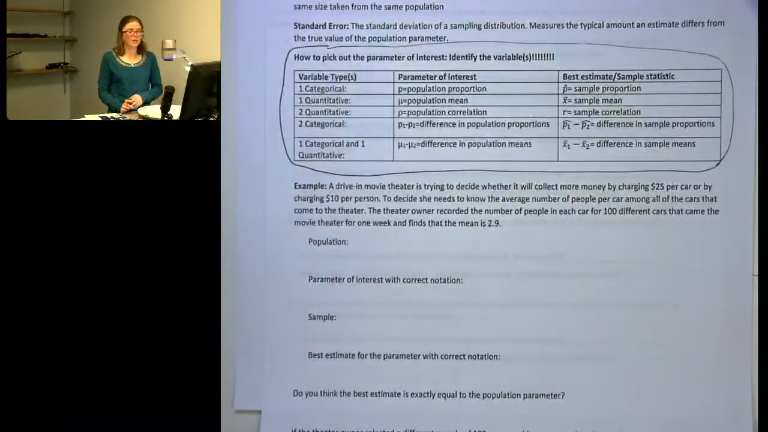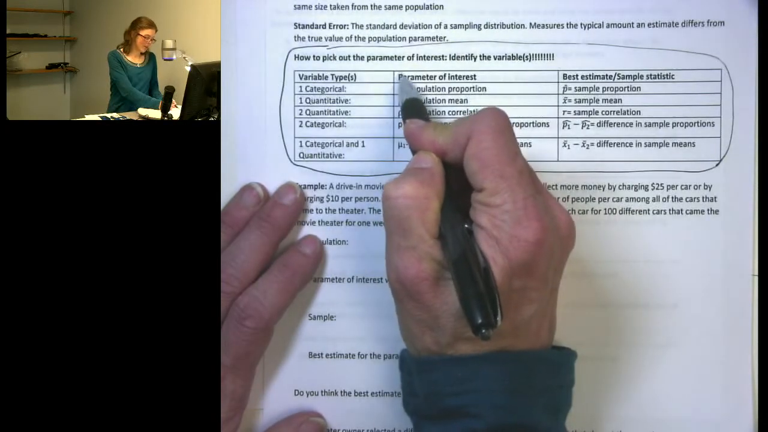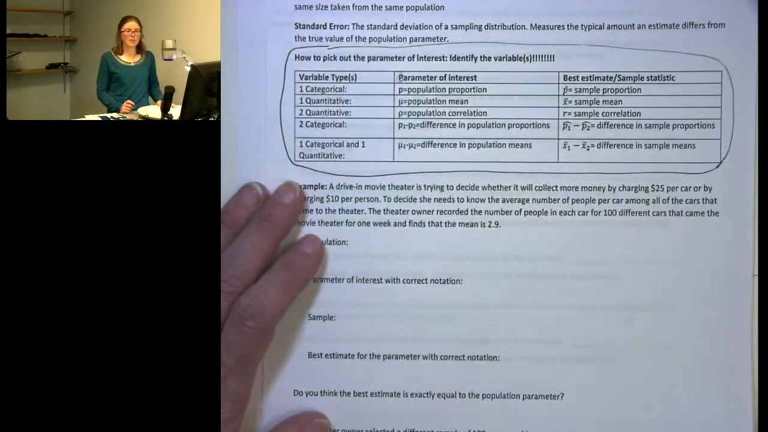And remember, the way to do it is to identify the variables that you're interested in and then figure out whether we're working with categorical variables or quantitative variables. Remember that parameters always describe what's true in the population, so they always have population notation.